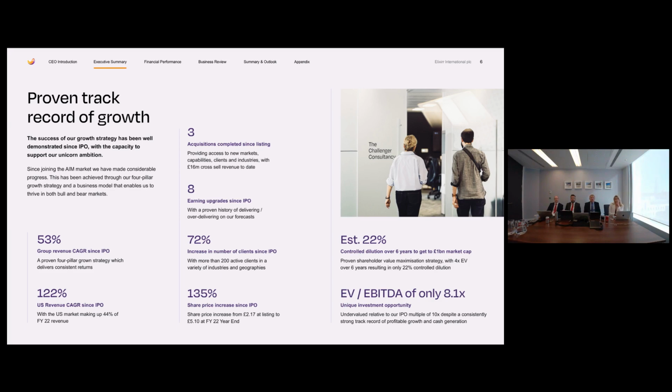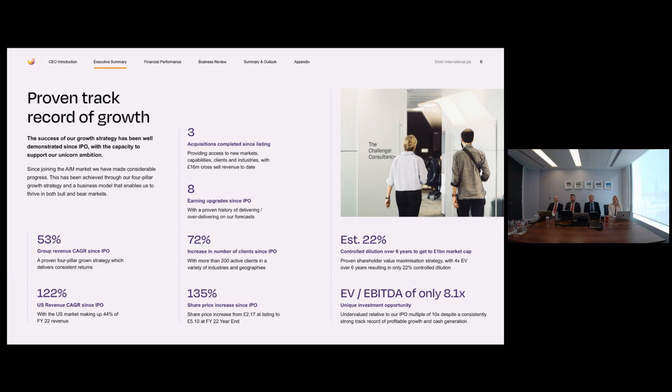So here's what has happened to us since we IPO'd in March of 2020. That was in the middle of a pandemic. We've had 53% revenue CAGR since we IPO'd. We've had 122% US revenue CAGR since we IPO'd, which is very important because the US market is twice the size in consulting terms of the European market. So it represents a very important part of our strategy to be a global consulting firm, positioning itself as the challenger consultancy. We definitely need to be very strong in the US, so it's great to see that US growth.